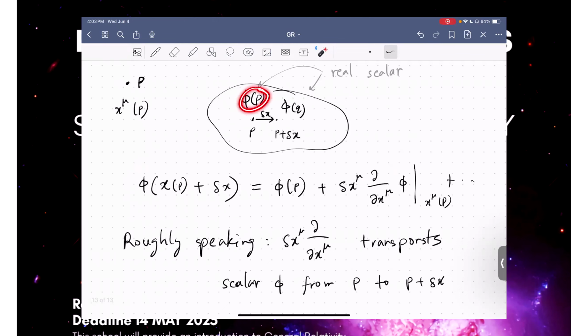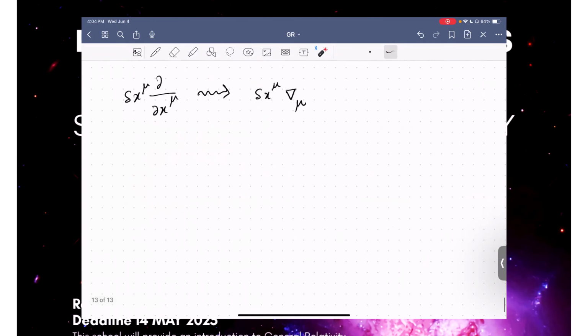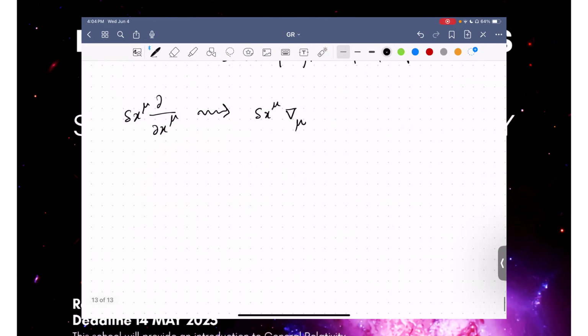So if phi takes the same value at both P and Q, then we will say that phi is being parallelly transported from P to Q. And when does it happen? If this is the same as this, that means that this is 0, right? So for a scalar phi, parallel means that its partial derivatives vanish. Okay.